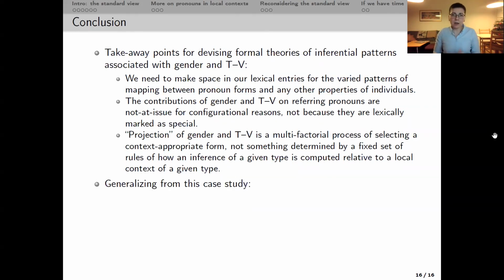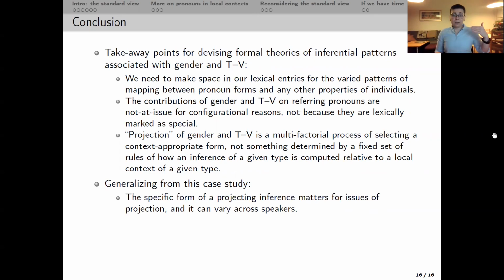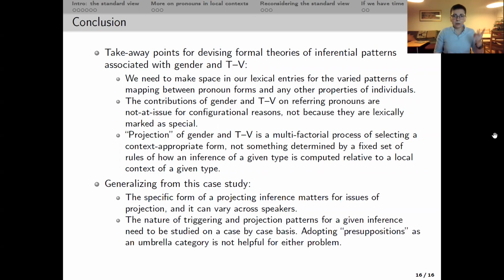And generalizing from this case study, we can conclude that first, the specific form of a given projecting inference matters for the issues of projection. And two, the nature of triggering and the projection patterns for a given inference need to be studied on a case-by-case basis. And adopting such broad umbrella categories as presuppositions is not particularly helpful in this respect.